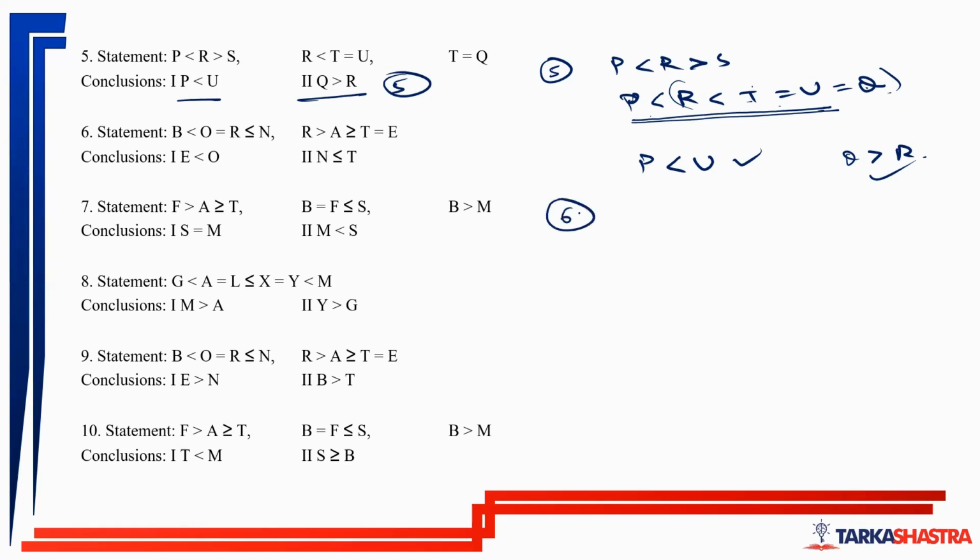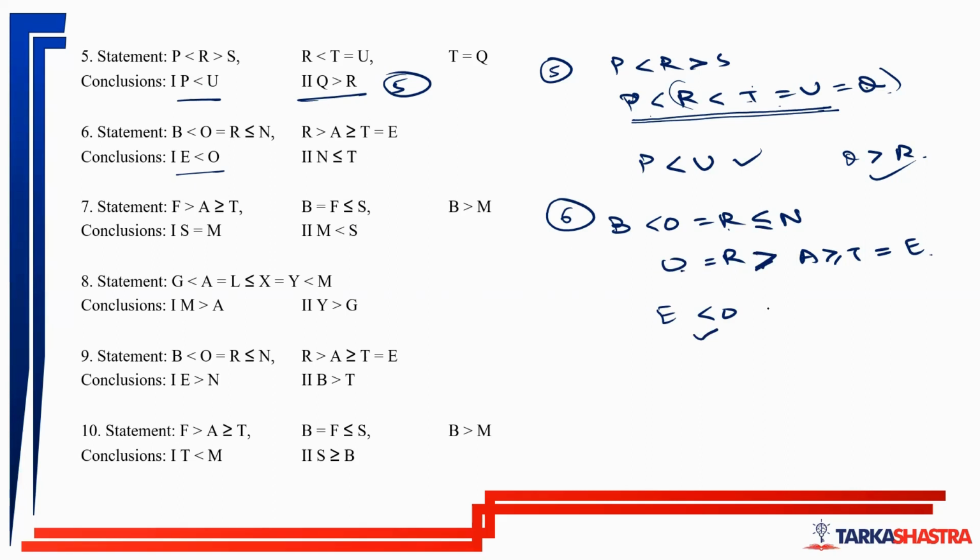Sixth question, we have B less than O is equal to R less than equal to N. Then we have R. What I have done, it is not possible to make a single statement, so I wrote the same variable one below the other, R greater than A greater than equal to T equal to E. Okay, so they have a conclusion between E and O. So E is less than O. So definitely O is greater than E, and here the equal to sign has been missed between R and A. So this conclusion follows.